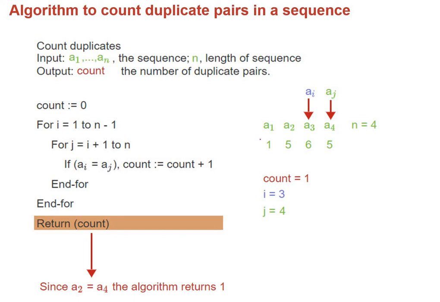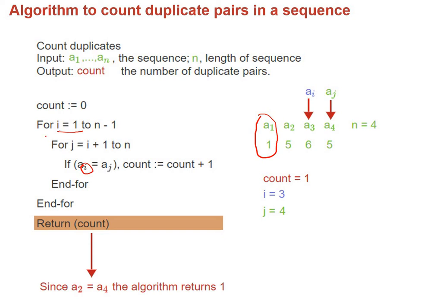How does this work? Let's say you enter a sequence of numbers 1, 5, 6, 5. There are 4 numbers in the sequence, so the length of the sequence is 4. In this case n minus 1 is going to be 3, and n is going to be 4. Now let's see how it works. i is going to be 1, which means we're starting with the first one. This is the subscript, so you're going to start with a1.